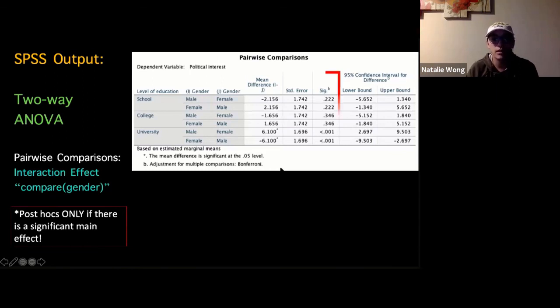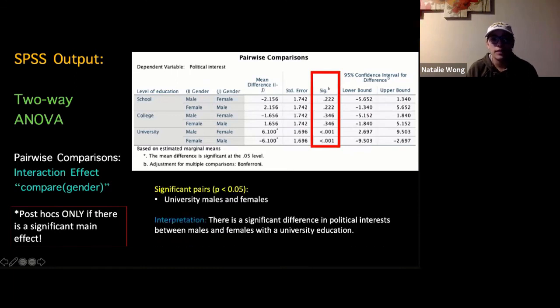And for this one, if we look at our p-values, we can see that the only significant difference is between males and females at the university level, which is likely why we didn't have a significant main effect for gender, right? Because at other levels, they're not too different from each other. So interpretation here would be there's a significant difference in political interest between males and females with a university education.